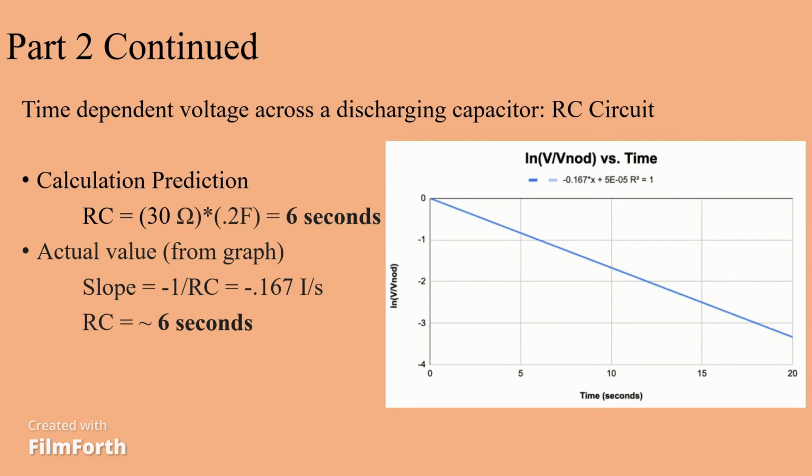Alright, so part two continued. We can use the data set from the previous part. When we plotted the time in seconds, we used the ln of the change in potential over the initial potential, and so you can see that it's time dependent. From this, we get the slope of the graph, and the slope is 1 over RC, so we can calculate the RC from there. And we see that our predicted calculation for the RC and the actual value are the same. They should be the same.